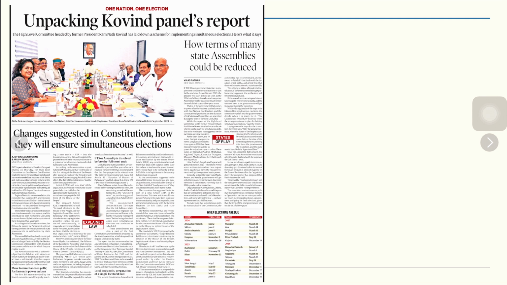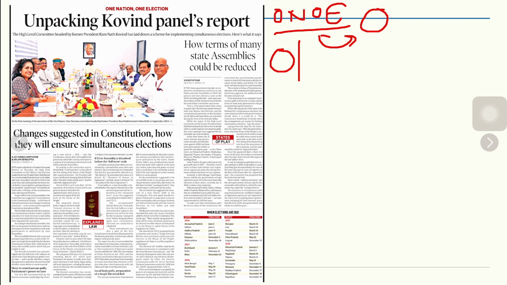Now we would be talking about the COVID panel's report and about One Nation One Election. One Nation One Election is an idea which seeks to conduct elections of all the state assemblies and the central parliament at the same time. The idea is also that half of the states can be clubbed together with the election cycle of parliament, and the elections of the other states can happen in different terms.